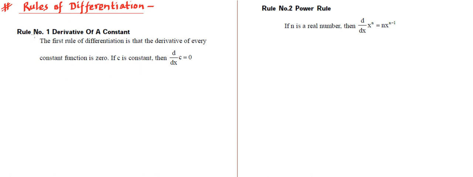So you can call this the first rule. Numbering is not important for us, rules are important for us. So, derivative of a constant. If we are trying to find the derivative of a constant, that means our function is a constant. The first rule of differentiation is that the derivative of every constant function is 0. So whenever a constant function comes, you say its derivative is going to be 0.